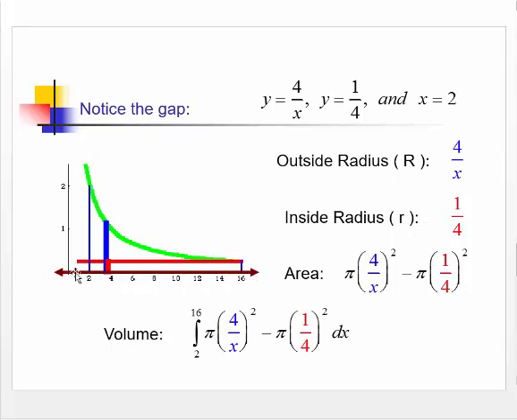And then since we're going over the x-axis, this would be the outer minus the inner squared, and the volume would just be integrating from 2 to 16 of pi outer radius squared minus pi inner radius squared dx. Integrating this is not hard at all, but setting it up can be rather difficult. You would just use the general power rule on this one, and that one is just the integral of a constant.